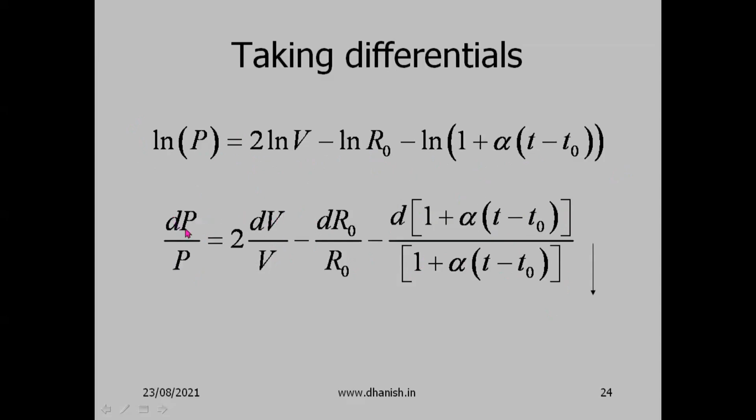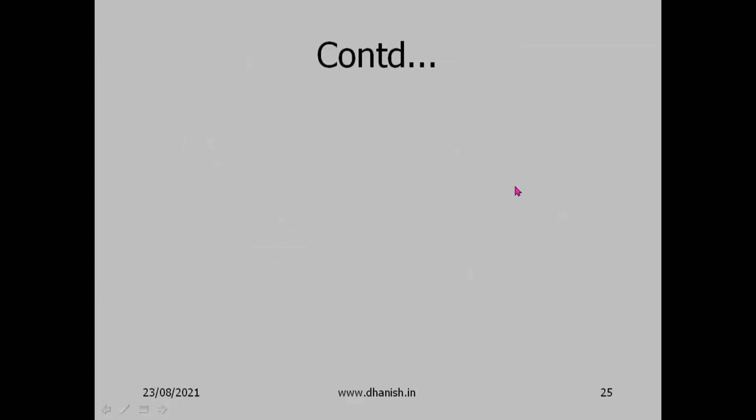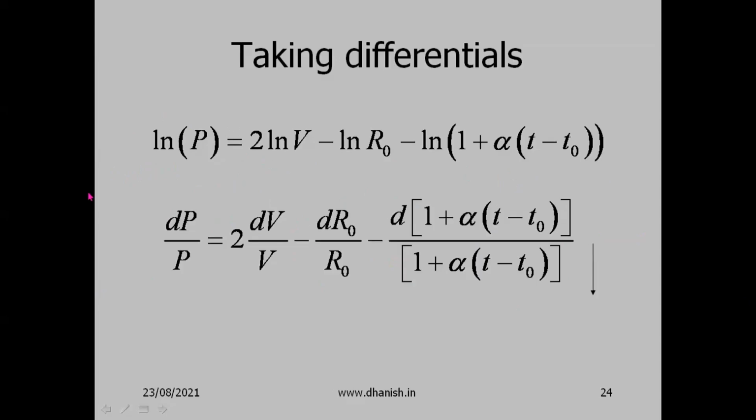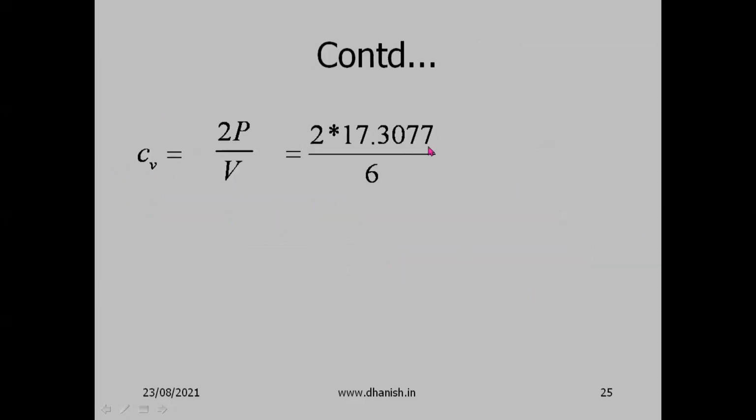When you take partial derivatives, all the other variables will become 0. dV will become 0, etc. So dP by dV, etc. we can determine. The sensitivity of power to voltage will be the partial derivative dP by dV, keeping other variables constant. So the terms dR naught and the d of this will be 0. So dP by dV will be 2P by V. So that is the sensitivity of power to voltage.